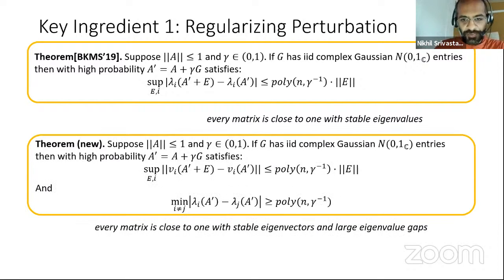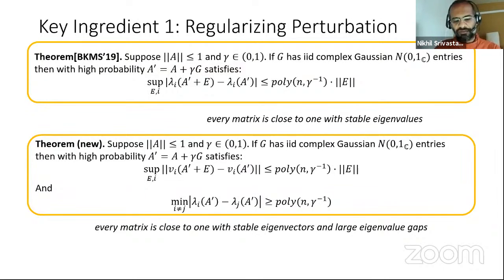And then the second theorem that we prove, which I guess was proven in 2020, is that we can prove something similar for the eigenvectors as well. Suppose you have a matrix of norm bounded by 1 and some parameter gamma. If you add gamma times a complex Gaussian matrix to form this matrix A prime, then its eigenvectors are also polynomially stable, in the sense that perturbing A prime by E moves the eigenvectors by at most some fixed small polynomial in n over gamma times the norm of E. And we prove that the eigenvalue gaps are also inverse polynomially bounded.